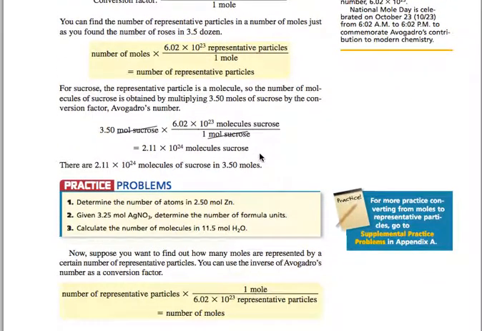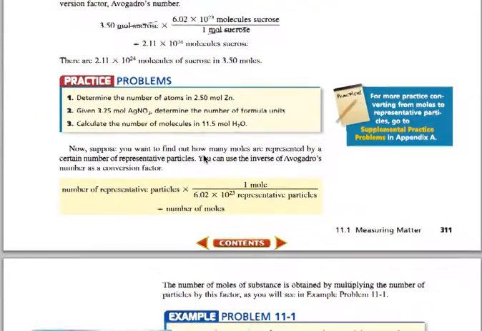So if we're going to do it with sucrose, the representative particle is a molecule. So the number of molecules of sucrose is obtained by multiplying 3.50 moles of sucrose by the conversion factor, Avogadro's number. Notice, moles are here, so moles are on the bottom. Molecules are on the top because that's what we want to find out, okay? So there are some practice problems.